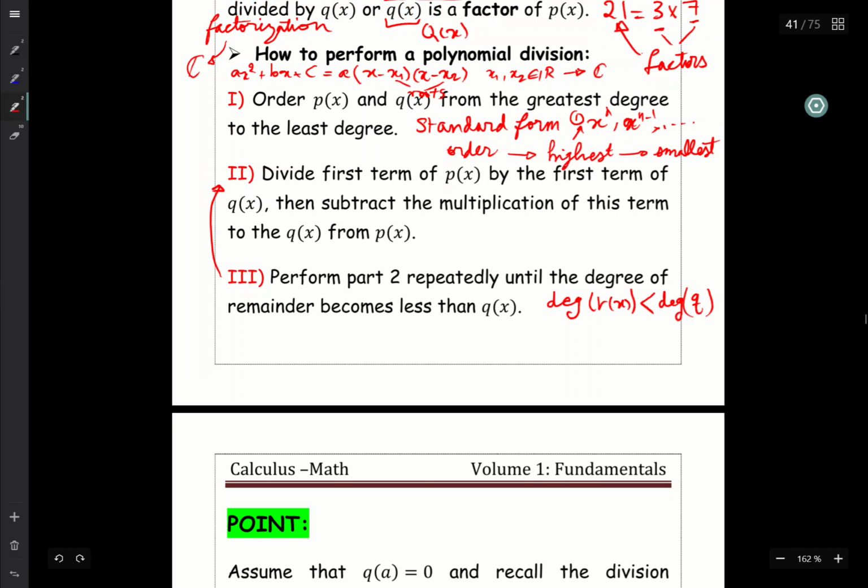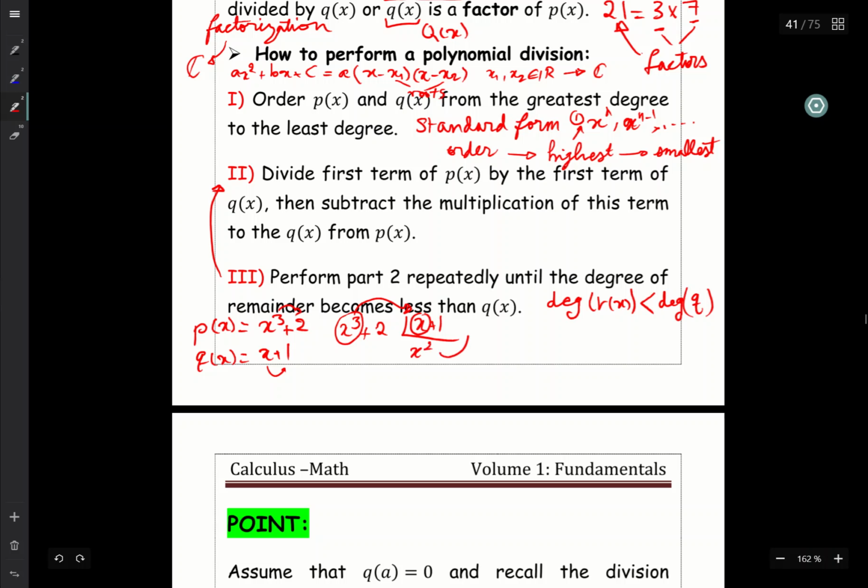Let's make an example. Assume that p(x) is x^3 + 2 and q(x) is x + 1. These are already in standard form, from the highest degree to the lowest. We want to perform this division: x^3 + 2 divided by x + 1. We take the first term that has the highest degree and divide it by the first term of q that has the highest degree, and we end up with x^2.